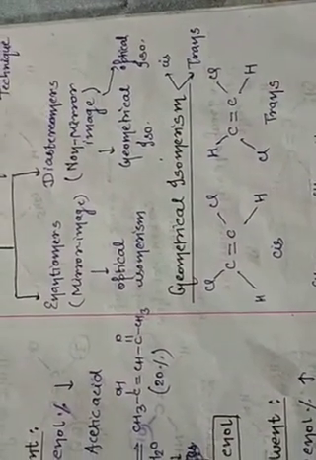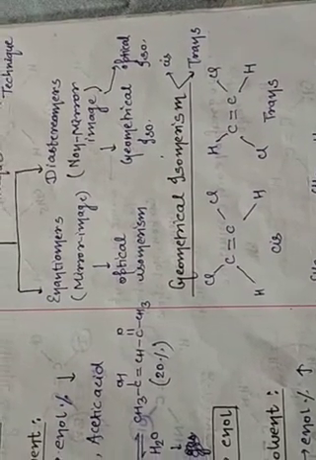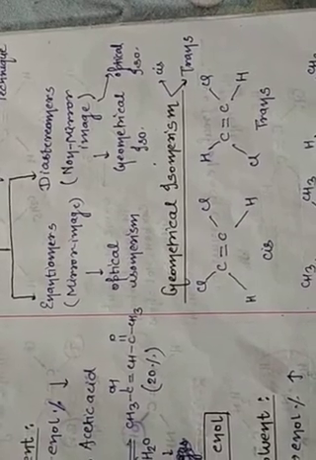Okay, now geometrical isomerism is also known as cis-trans isomerism. In your examination, if the question is given, what is the second name of geometrical isomerism? You write cis-trans isomerism is known as geometrical isomerism. Okay, now in the case of geometrical isomerism, just check: geometrical isomerism is only possible for double bond compounds, not for single bond compounds.